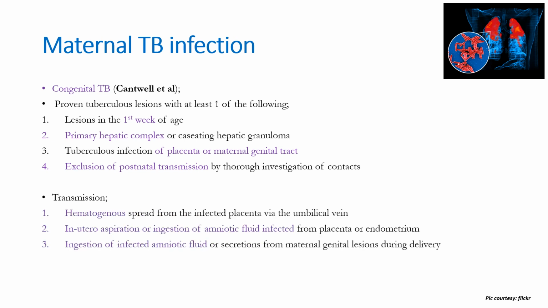Transmission can occur via the hematogenous route from the infected placenta via the umbilical vein, or by in utero aspiration or ingestion of infected amniotic fluid from placenta or endometrium, or ingestion of infected amniotic fluid or secretions from maternal genital lesions during delivery. Most common sites of involvement in a newborn are lungs followed by liver.